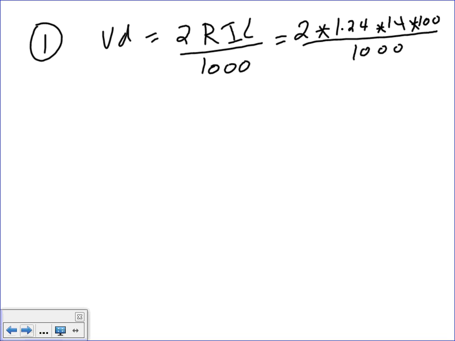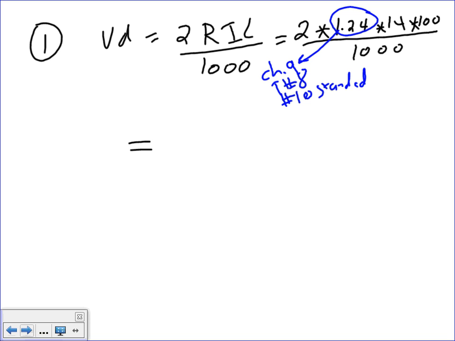Now, to answer my friend DJ, this point here came from Chapter 9, Table 8, number 10, stranded, as close to stranded as you can get. The rest of it is just right in the formula. I need someone to answer it. 3.47 volts. I need another gentleman, or lady, to agree with that. Good.